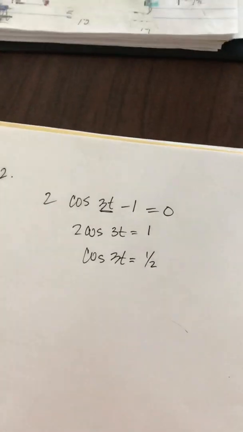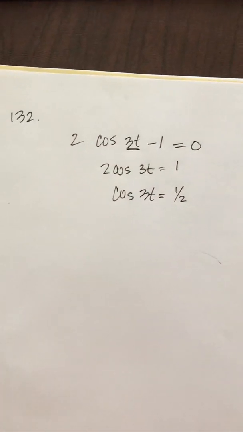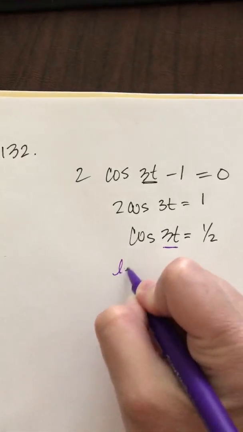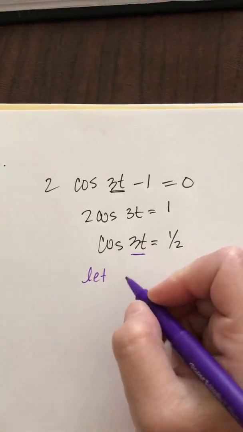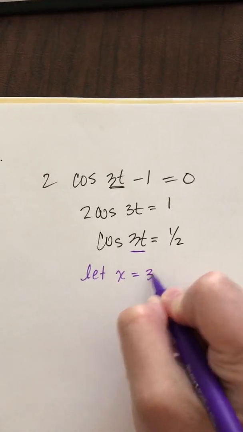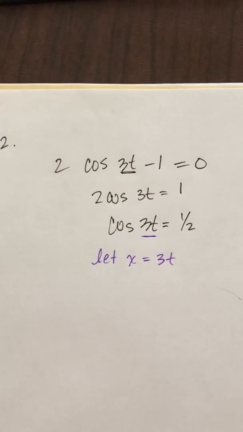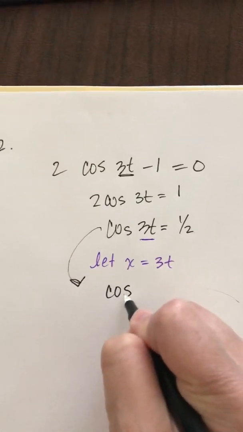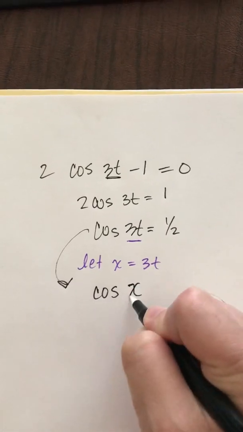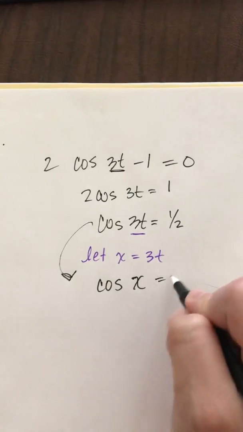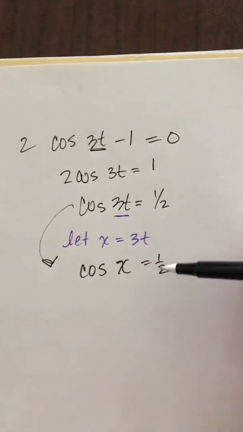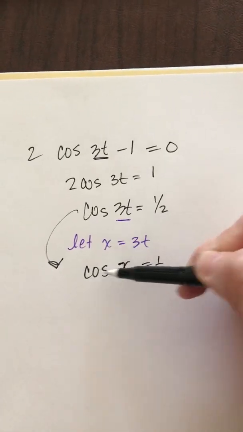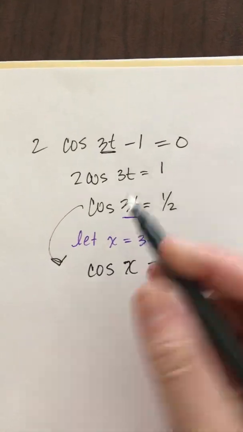At this stage, because I really don't know how to solve for cosine of 3t, what I'm going to do is let x equal 3t. And what that means is I'm just going to rewrite this equation. So instead of saying cosine of 3t, I'm going to say cosine of x equals a half, and I'm going to solve this equation. I just replaced 3t with x. And I'm going to solve this equation like I normally would.